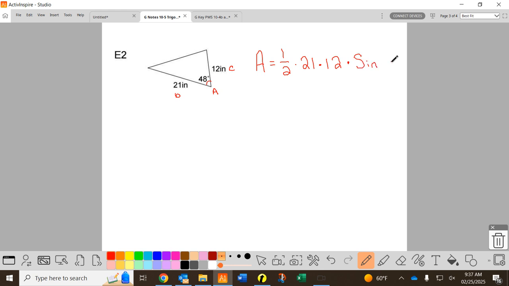48. Perfect. Grab your calculators. Let's type it one more time together before I get you all to try to type it on your own. What? No, none at all. B and C are interchangeable. That's a very good question. So it'd be 1 fraction by 2 times 21 times 12 times 48 sine equals. I got 93.6. Okay. So 93.6 inches squared.